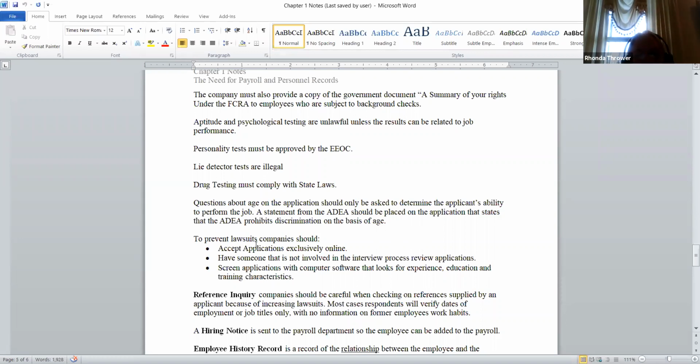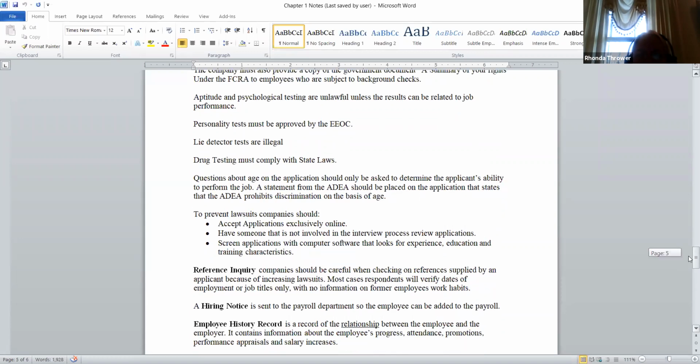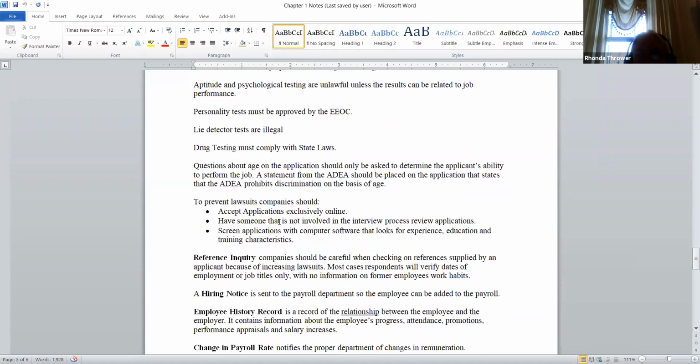To prevent lawsuits, this is something that companies can do to help them to prevent lawsuits: accept applications online, and they need to have someone that is not involved in the interview process review the applications. Screen applications with computer software that look for experience, education, and training characteristics. These are some things that companies can do to help them prevent lawsuits.